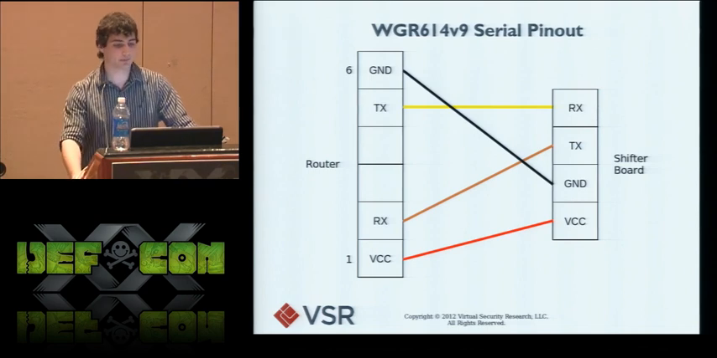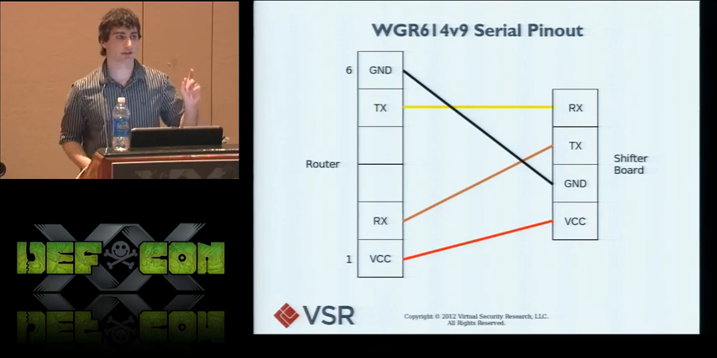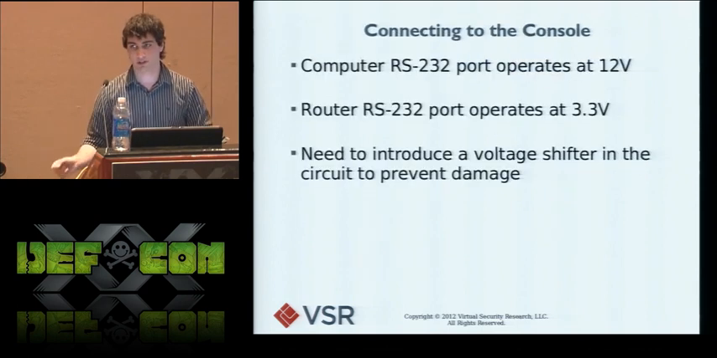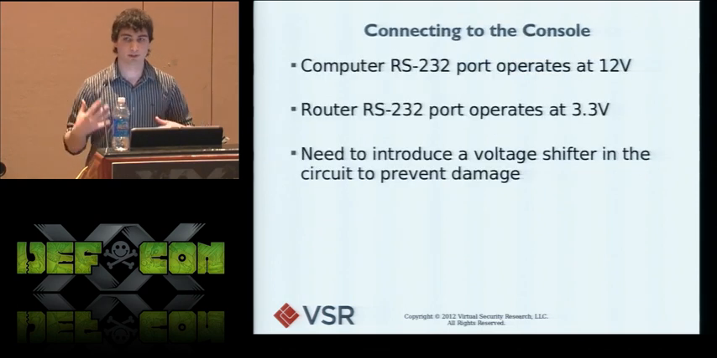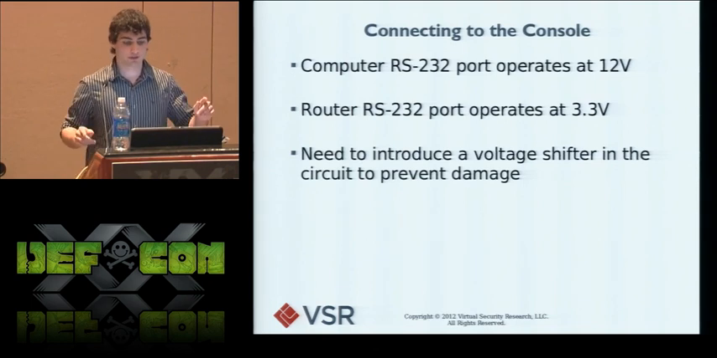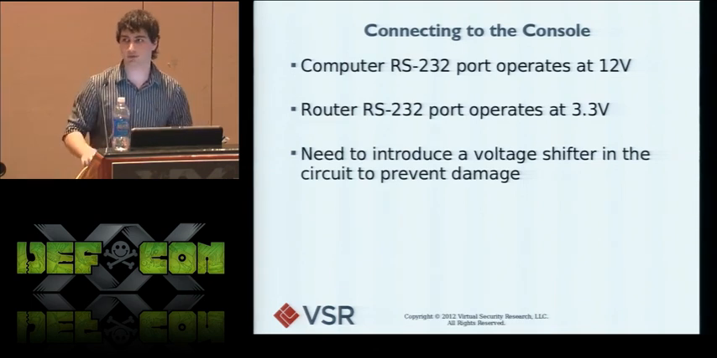So basically this would be the serial pinout for the WGR614V9. We have the four pins and we're going to connect ground to ground, VCC to VCC, but we're going to cross TX and RX because you want the transmitting side to go to the receiving side and the receiving side to go to the transmitting side. And basically this very simple circuit of crossing TX and RX is what constitutes a null modem.